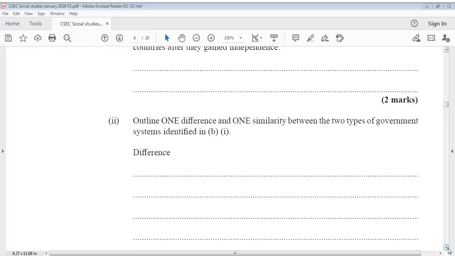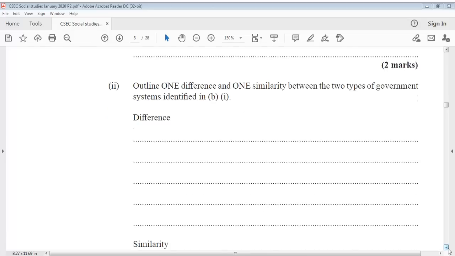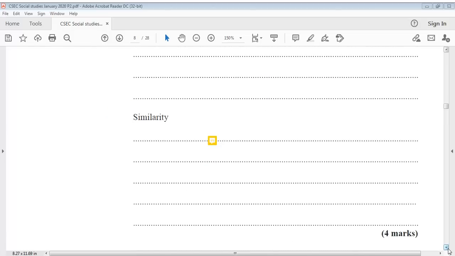Whereas in the republic, while in the constitutional monarchy the head of state is hereditary, in the republic it is not hereditary. Their head of the country is actually elected. And we know that the power within the republic is held by the people and their representatives. So that's another difference. So we highlighted two differences, and you could write any one for your answer.